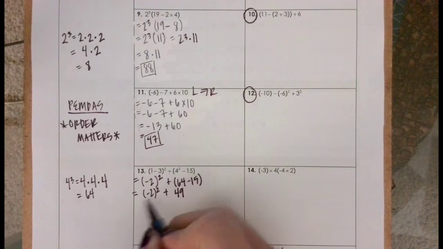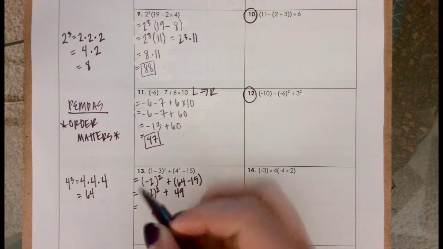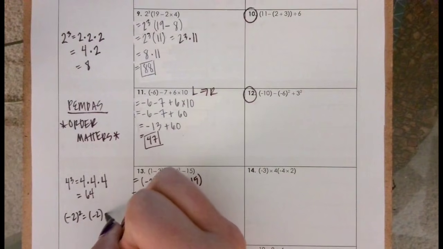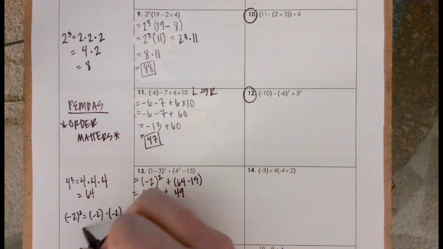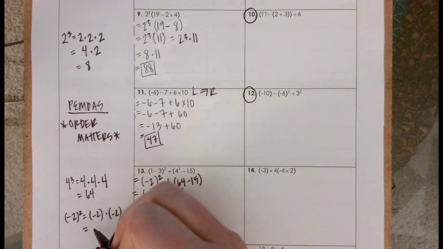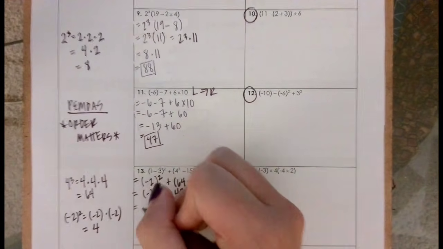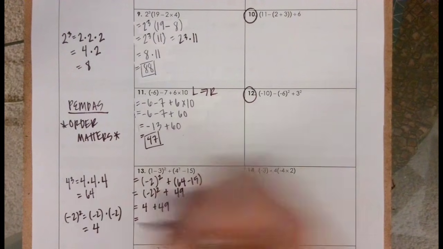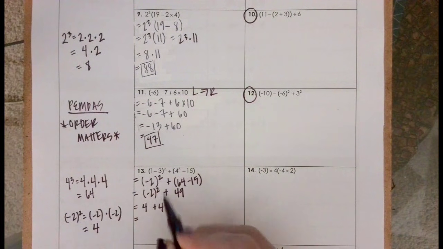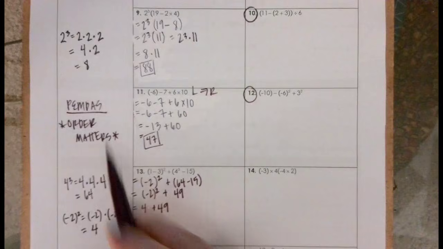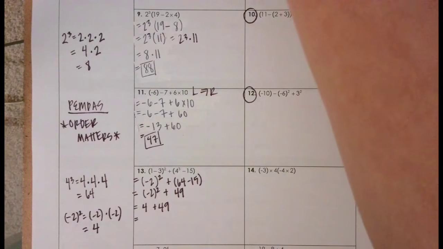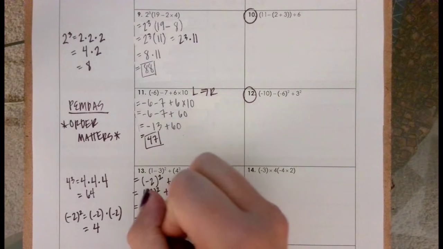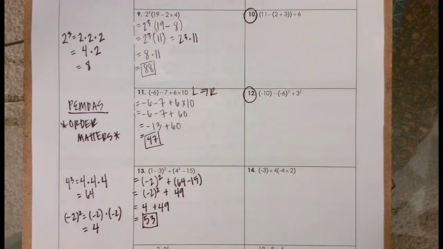Now that I've gotten rid of those parentheses, I need to deal with this exponent over here. So negative 2 squared means negative 2 times negative 2. Negative 2 times negative 2, if you remember from the last unit, is going to be a positive 4. So I've got 4 plus 49. Now I go left to right, adding and subtracting because there's no more operations left for me to do. 4 plus 49 is 53. Box your answer in, and you're done.